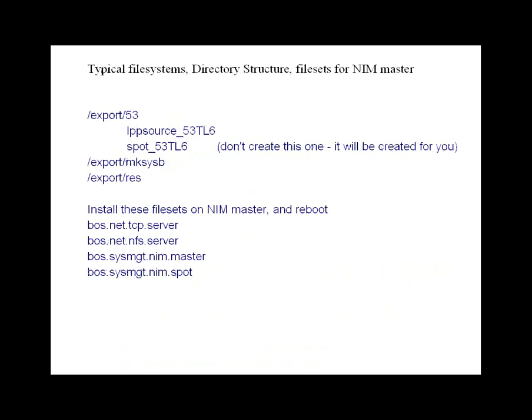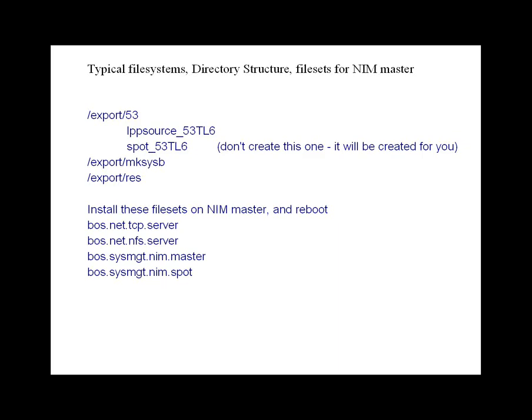Now, typical file systems, directory structure for the master, and what file sets are required on the master. I will go and create file systems. I might create a file system at /export/53. Probably create a file system at /export/makesysb. That's where I'll keep standard images or client makesysb backup images. You know, the master can collect makesysb images from all the clients that you have out on your network.